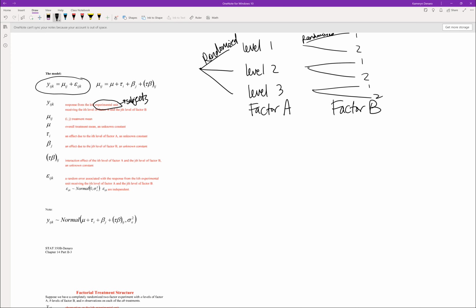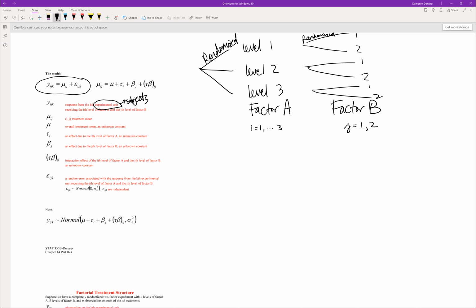So essentially here, i goes from 1 to 3, and j is only 1 or 2. Mu_ij is the treatment mean for the ith level of factor A and the jth level of factor B. For example, mu_11 would be the mean for the group that got the level 1 treatment for factor A and the level 1 treatment for factor B.